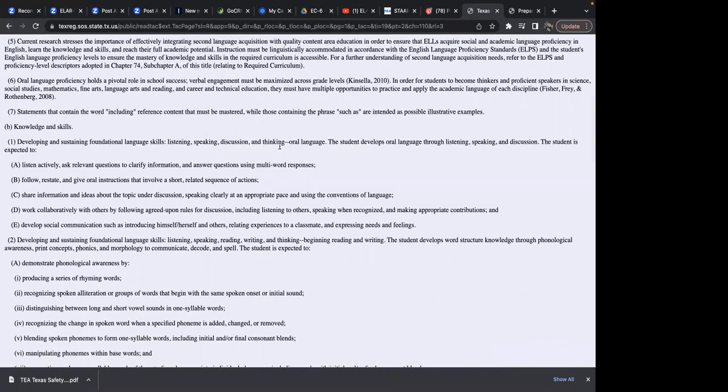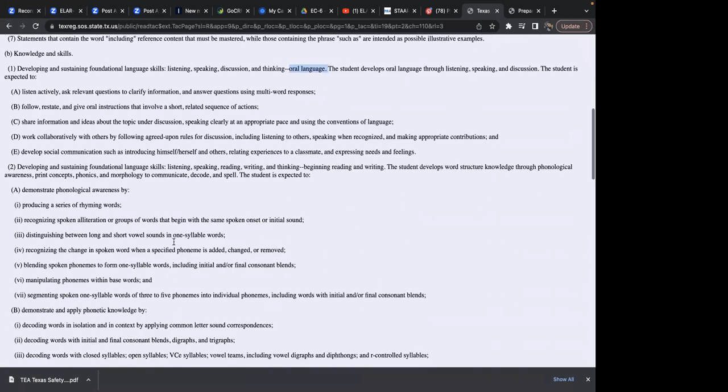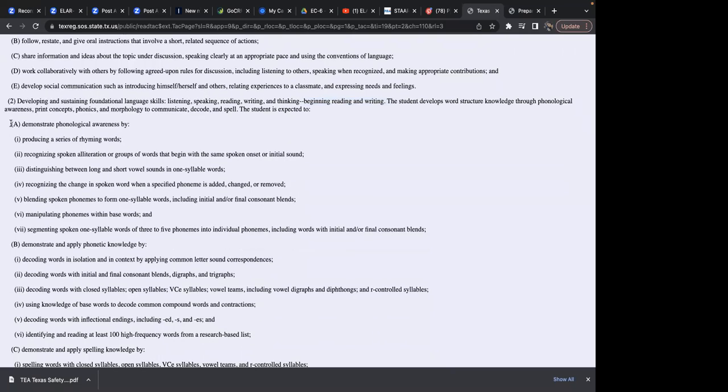So here's oral language. This is what we do to build up oral language. This is beginning reading and writing, and we're going to have them continue demonstration of phonological awareness, producing a series of rhyming words, and recognizing spoken alliteration, or groups of words that begin with the same spoken onset or initial sound. It's funny, I can tell when my kids are doing this. My daughter's in first grade. She came home one day and I said something and she said, "Hey, that's alliteration." And I'm like, "Absolutely it is." Obviously they were hitting that at some point and she got it.